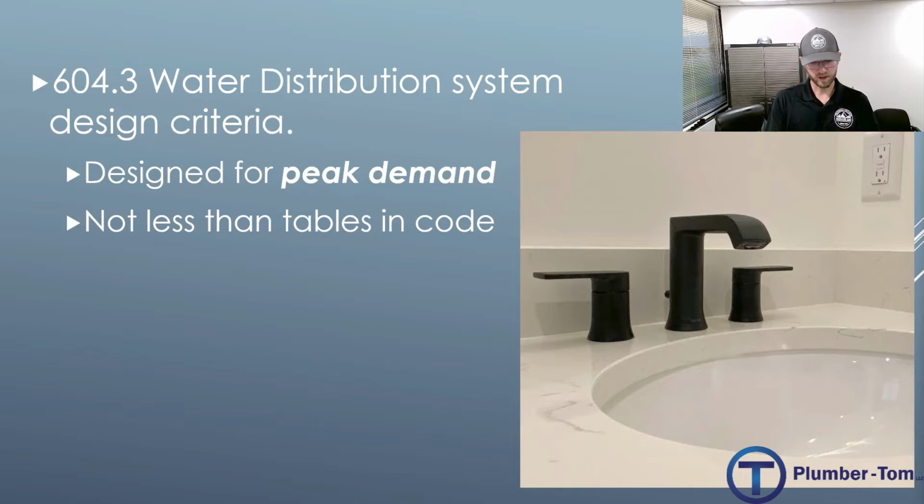604.3 talks about water distribution system design criteria. As I mentioned, if we're going to go and design a system to deliver water, what do we need? Well, at a minimum, this needs to be designed for peak demand. That means if we have so many fixtures, could they all be functioning at the same time? And if so, then what size pipe would be required in order to deliver? At a minimum, this says, well, you can't be any less than what the tables in this code have to say. And that's where we come to table 604.3.